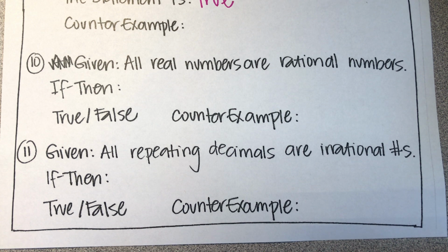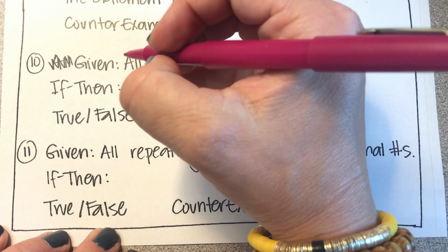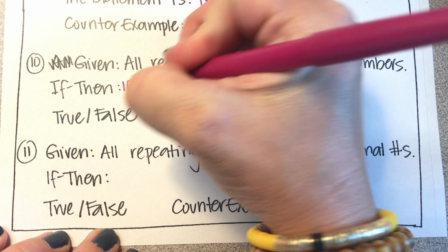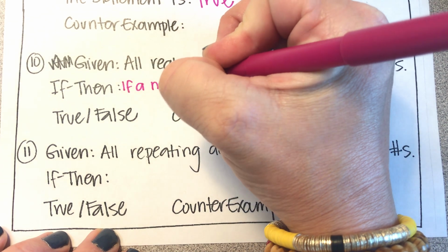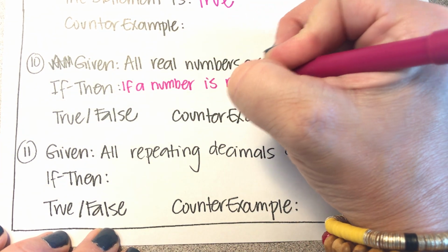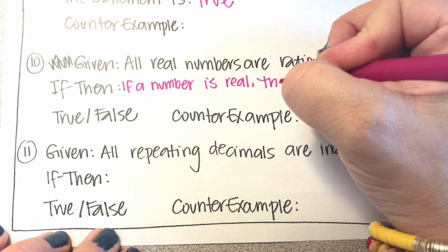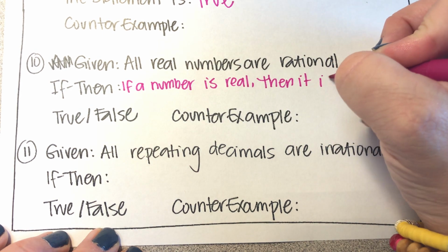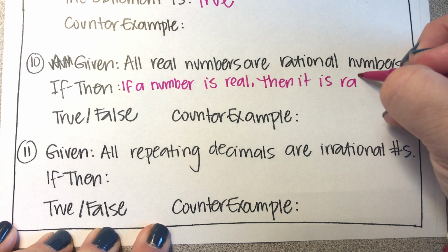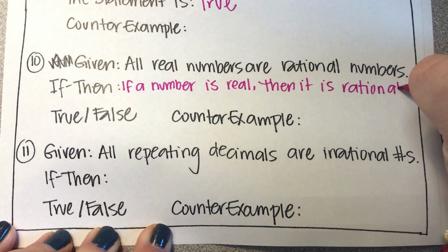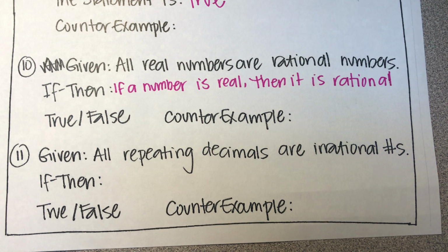Let's read it. It says all real numbers are rational numbers. How could we write that as if-then? If it's this, then it's this. So it would be: if a number is real, then it is rational. Okay, if a number is real, then it is rational.